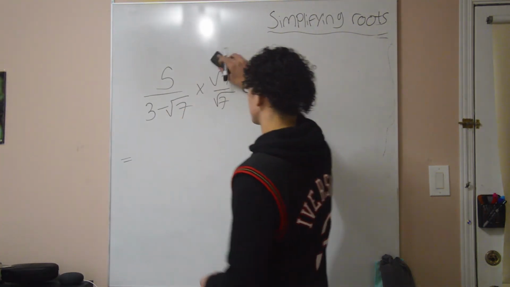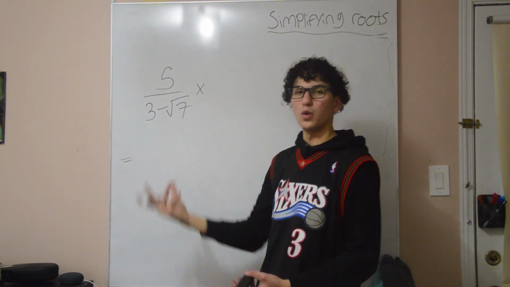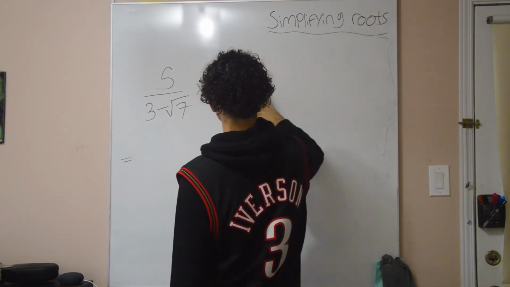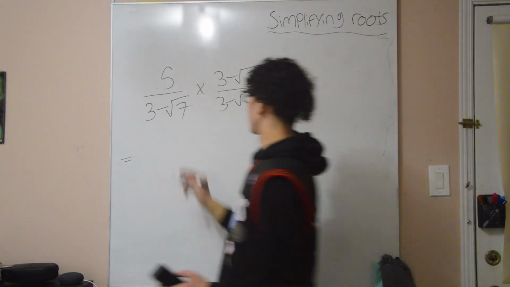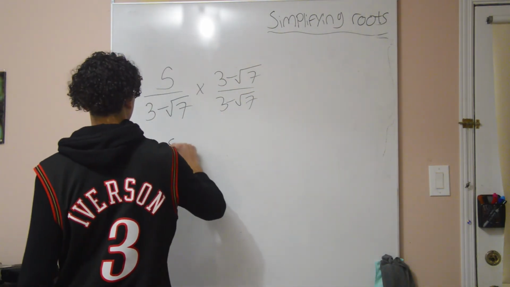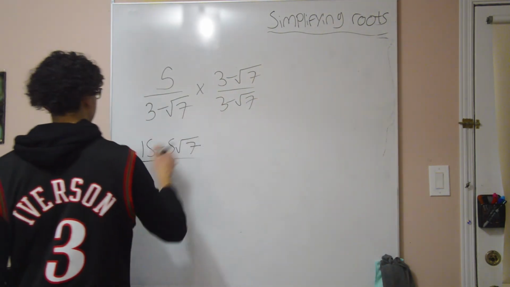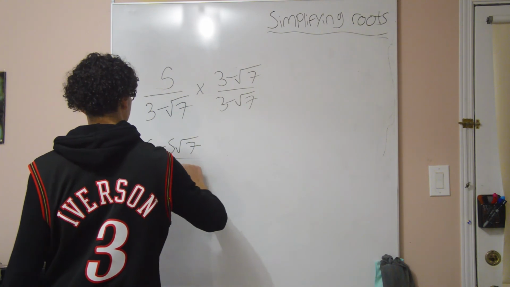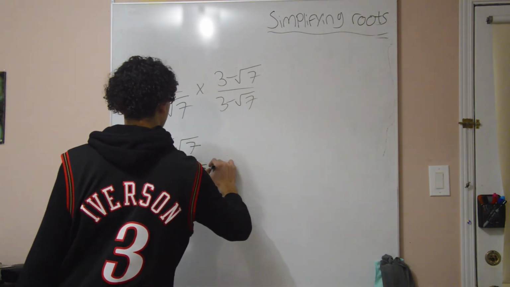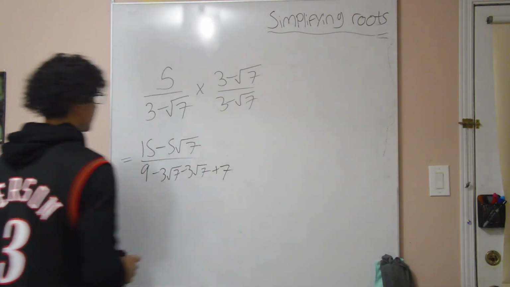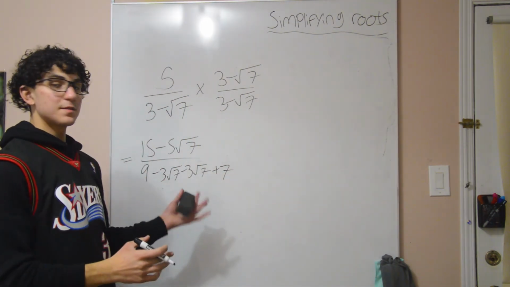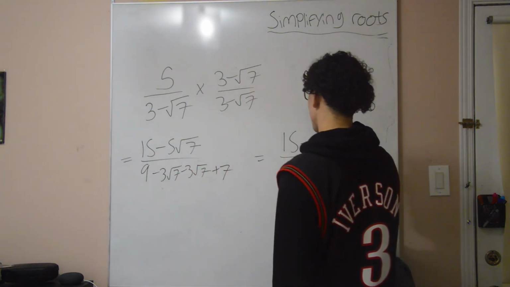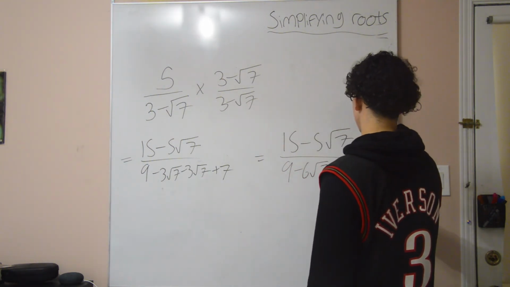Okay, well, what if we tried multiplying the top and the bottom by this whole thing? Okay, let's try that. 3 minus root 7 over 3 minus root 7. Now let's multiply. So 5 times 3, 15 minus 5 root 7 divided by 3 times 3, 9 minus 3 root 7 minus 3 root 7 plus 7, just like that. Okay, now let's simplify this. And we get 15 minus 5 root 7 over 9 minus 6 root 7 plus 7.